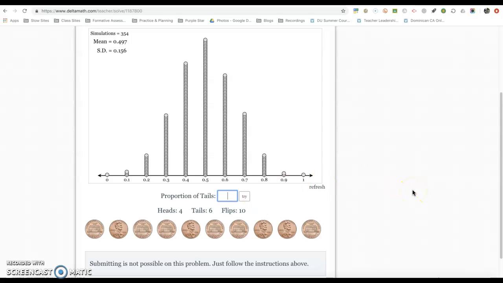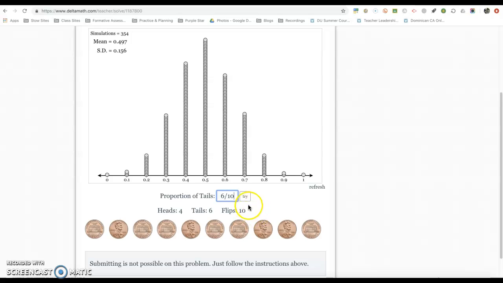So let's see here. It's asking for the proportion of tails. So I'm going to go through and I'm going to count. And I know my probability is always my successes, so it would be the number of tails that I got divided by the number in my sample space, right? So my sample space would be, what would my sample space be? So I've got 1, 2, 3, 4, 5, 6 tails out of 1, 2, 3, 4, 5, 6, 7, 8, 9, 10 tries, 10 flips.